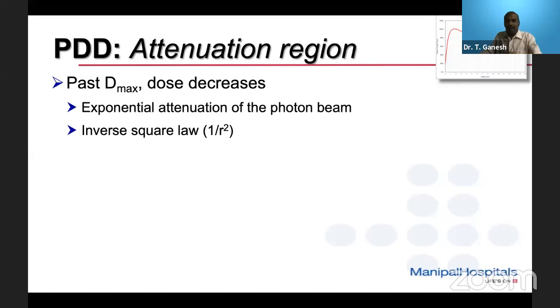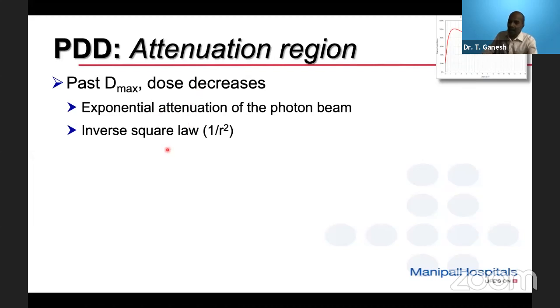Next comes the attenuation region. Past the Dmax, the dose is decreasing due to exponential attenuation of the photon beam. More and more photons are removed from the beam. The attenuation of the beam, reason number one. And reason number two, inverse square law. Remember, in the initial couple of slides, we saw that when the photon beam is passing through the air, it undergoes inverse square law. And when it enters the phantom, there also inverse square law will play. So past the Dmax, there is an exponential attenuation. The dose decreases due to exponential attenuation as well as the inverse square law.